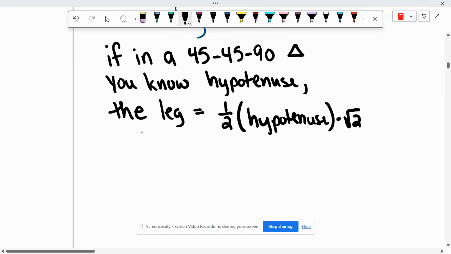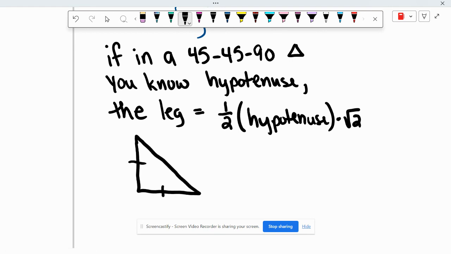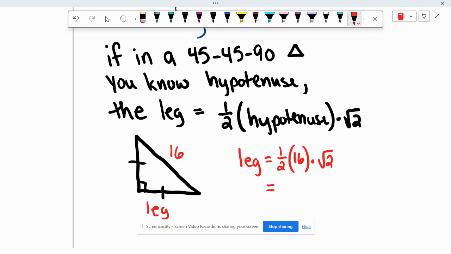So let's draw a picture and see if that makes sense. If this is 16 and I wanted to find the leg, I can use the rule that says the leg equals half of, what's my hypotenuse? 16 times the square root of 2. What is half of 16? So the leg is 8 square root 2. Okay.